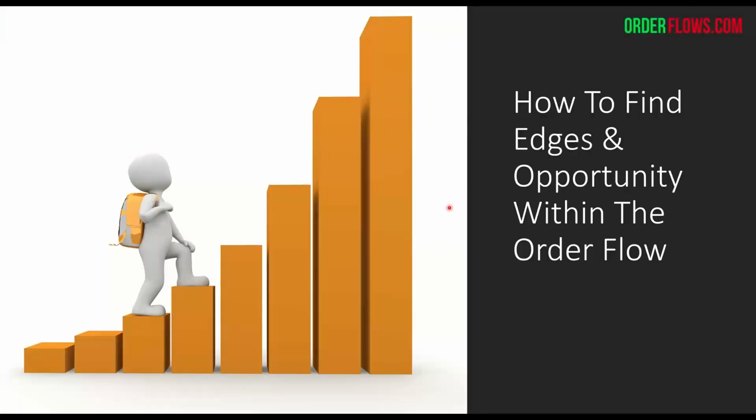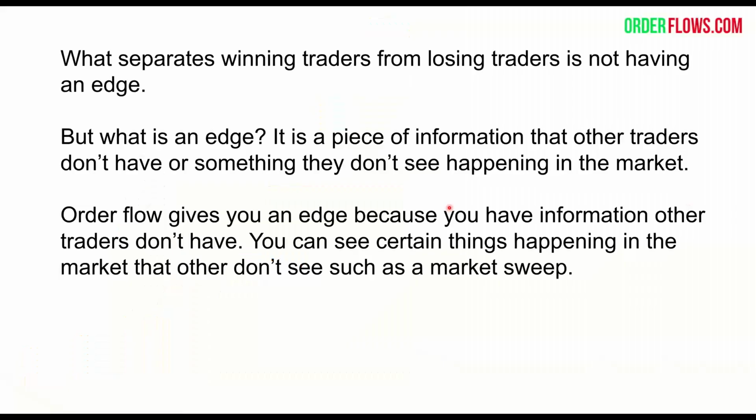Now let's talk about how to find edges and opportunity within the order flow. What separates winning traders from losing traders is having an edge, right? What is an edge? It's a piece of information that other traders don't have, or something they don't see happening in the market. Order flow gives you that edge because you have information other traders don't have.